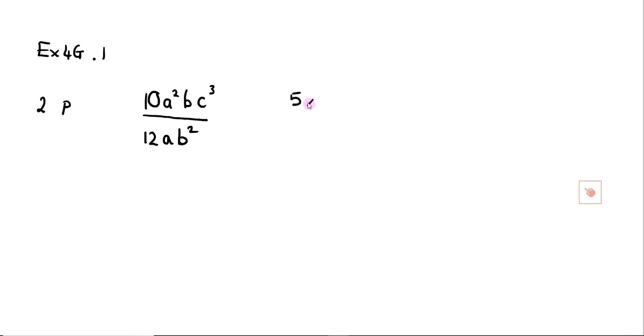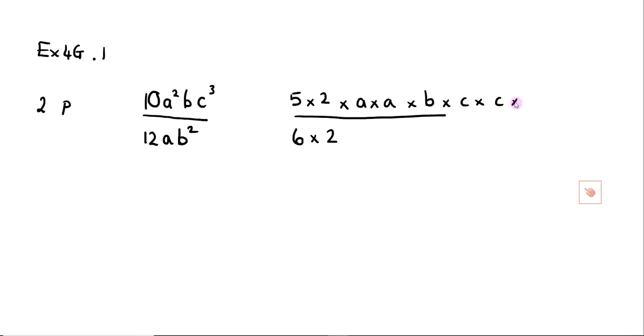So 10 would be 5 times 2, okay, and 12 would be 6 times 2. So I've split that up already. The a squared can be a times a, multiplied by the b, multiplied by c times c times c. Now again, you don't have to write this all out if you understand what's going on. The denominator is 6 times 2 for the 12, multiplied by an a, multiplied by b squared, so that's b multiplied by another b. Now we cancel out the common factors, so times 2 times 2, that becomes times 1, so we don't need to consider it.